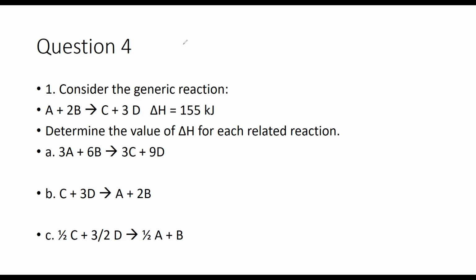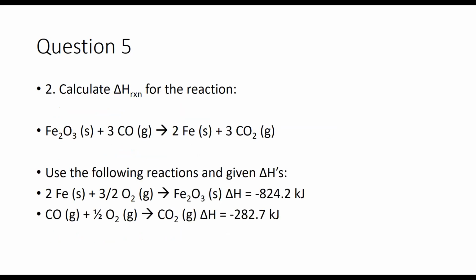All right, let's go to our next relationship then. So here we're doing something a little more complicated. So I have a reaction. Calculate delta H for Fe2O3 plus 3CO goes to 2 iron plus 3 CO2. And here I give you 2 half reactions.